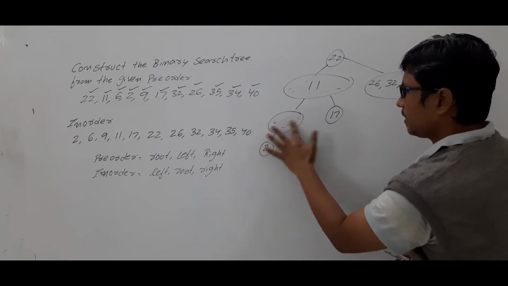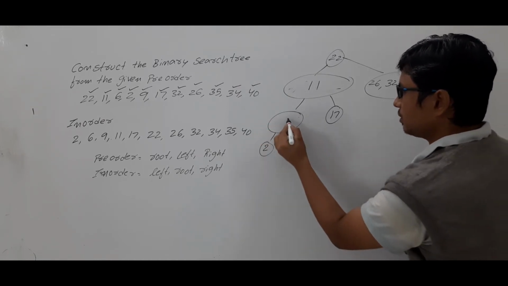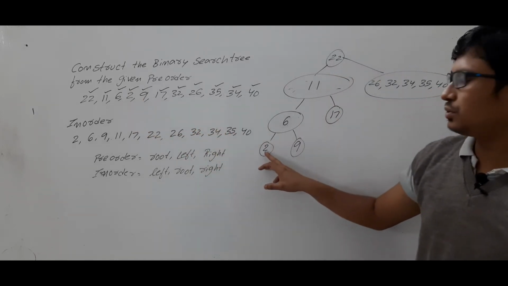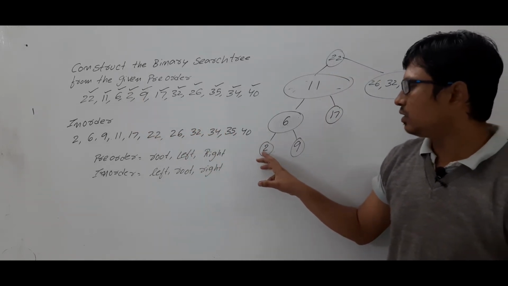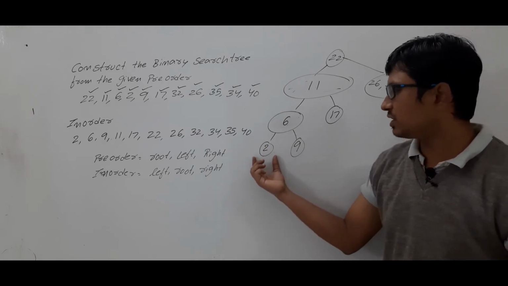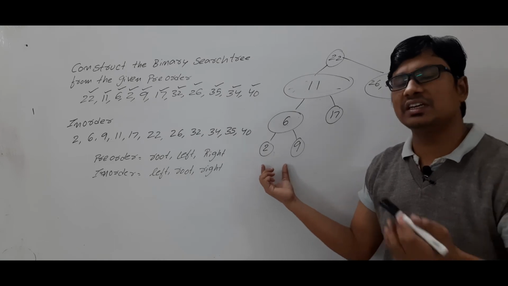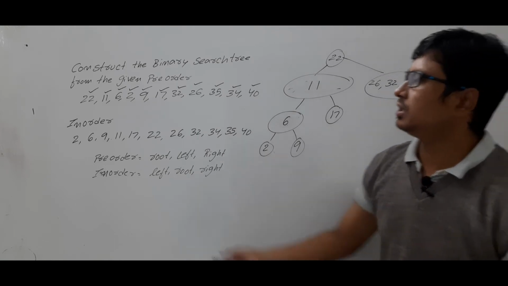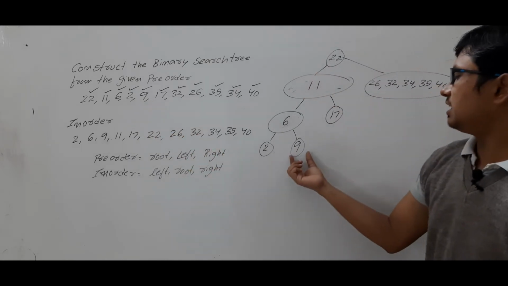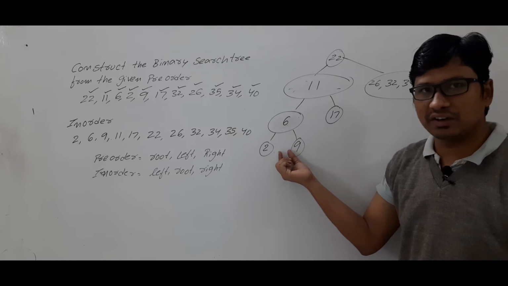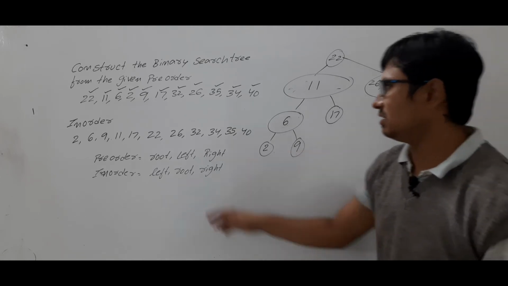So 6 is the parent node. Now the next element is 2. Look at 2. 2 is here. Left of 2 there is no element, right of 2 there is no element. So for this node there is no left child, there is no right child. So this node will act as a leaf node. Next is 9. Look at 9. 9 is here. Again it will act as a leaf node because it does not have the left child, does not have the right child.